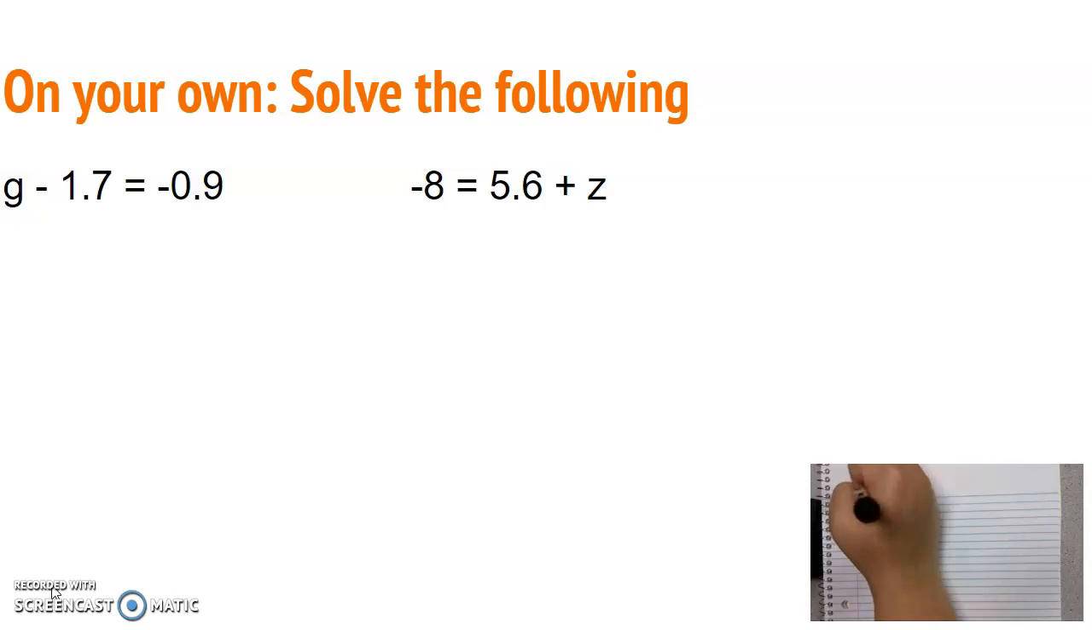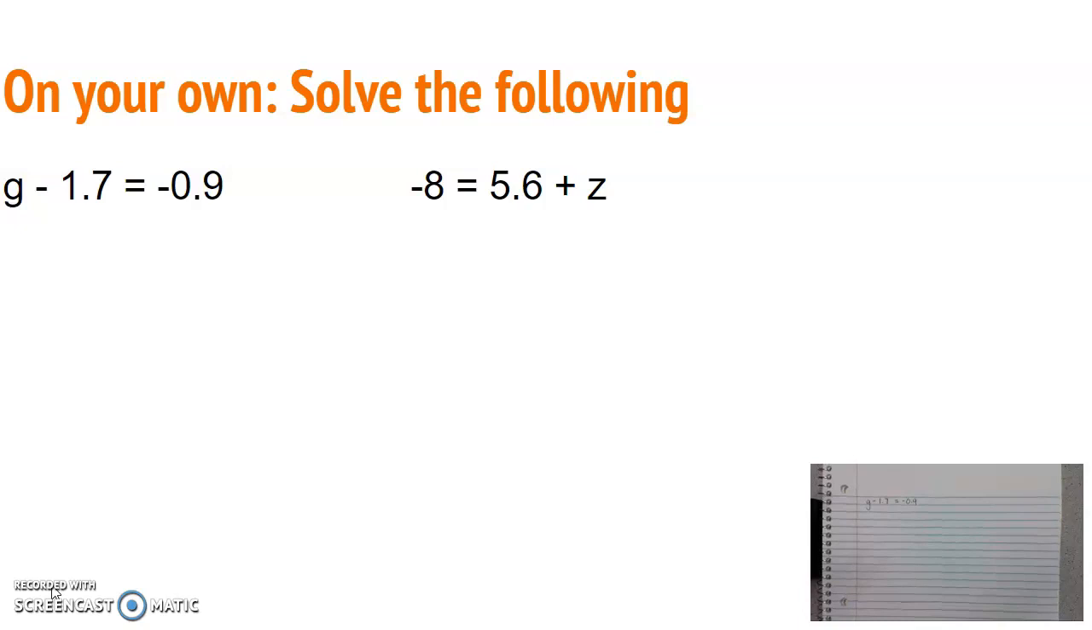First one is g minus 1.7 is equal to negative 0.9. I'm going to put my line down my equal sign, trying to get g all alone. Since there is a minus sign afterwards, I'm going to do the opposite of that. Opposite of subtraction is addition. So I'm going to add 1.7 to both sides.